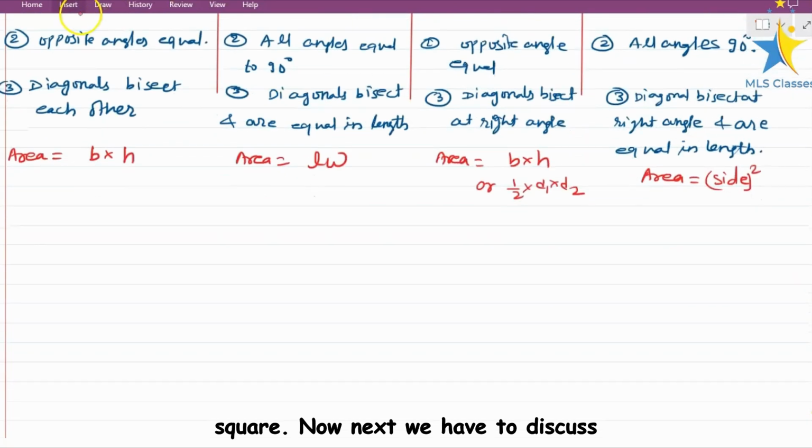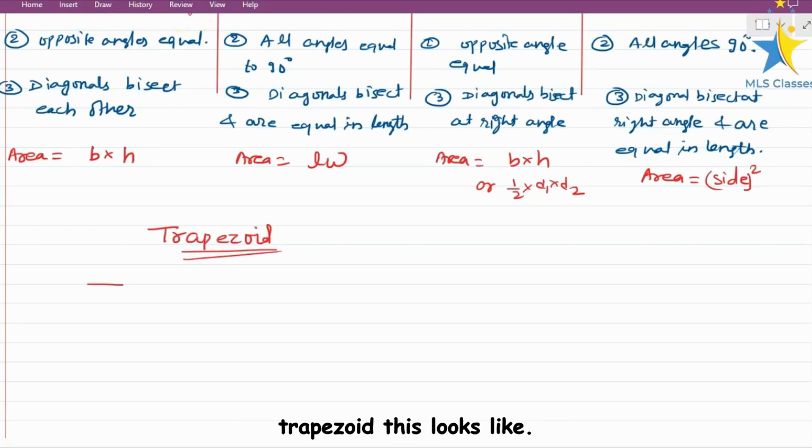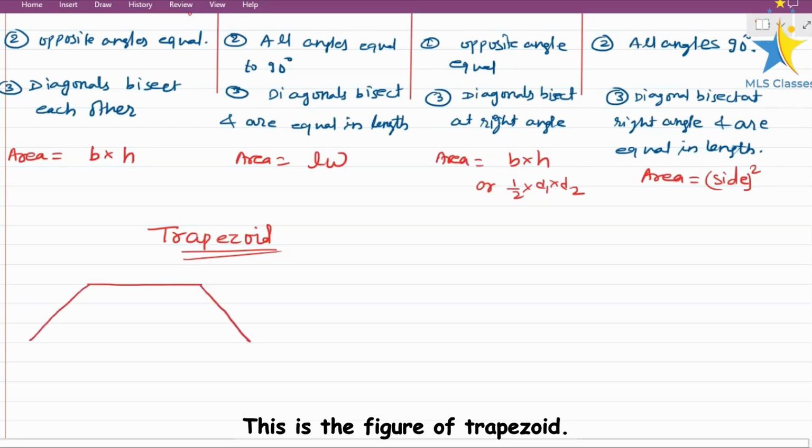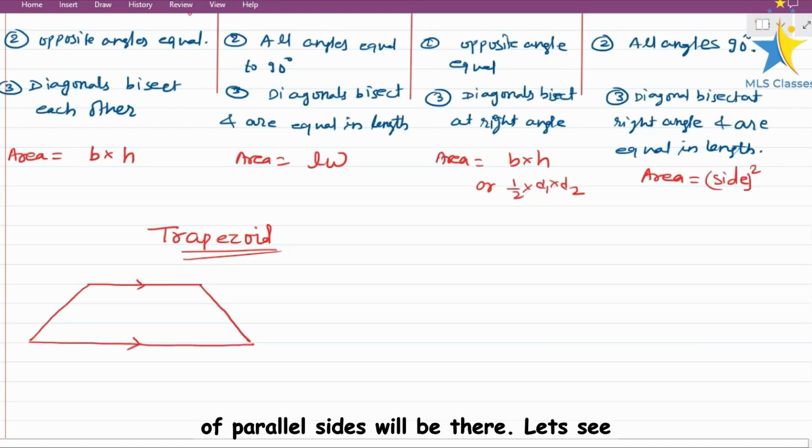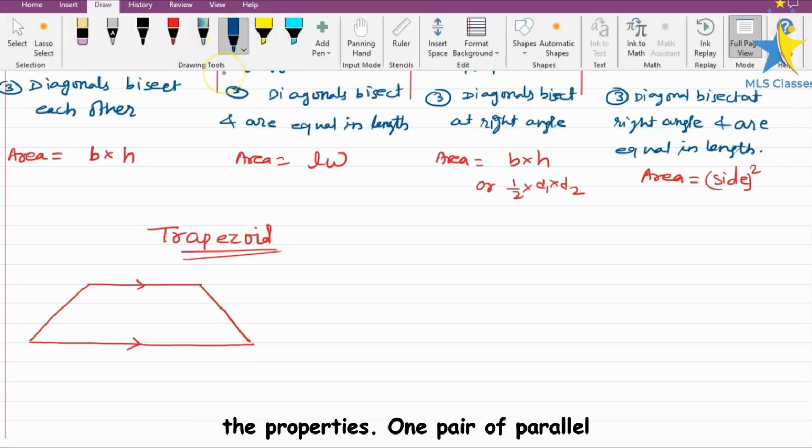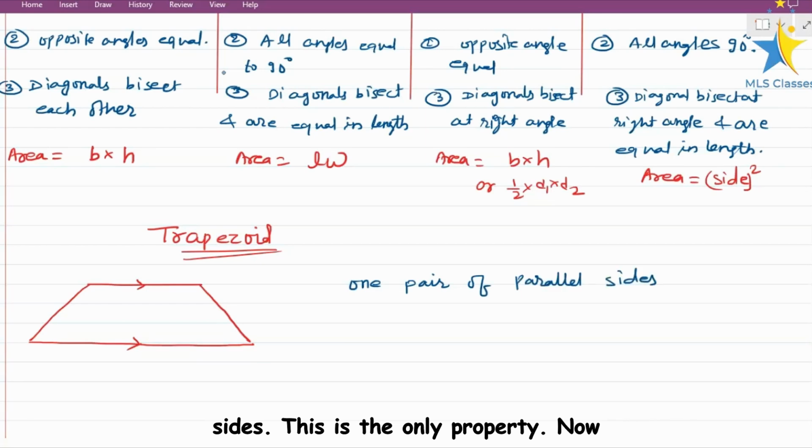Now next we have to discuss the trapezoid. This is the figure of a trapezoid, where one pair of parallel sides will be there. So let's see the properties. One pair of parallel sides is the only property. The other two legs may or may not be equal. If the other two legs are equal, then it is called an isosceles trapezoid. If the other two legs are not equal, then we can just call it a trapezoid.